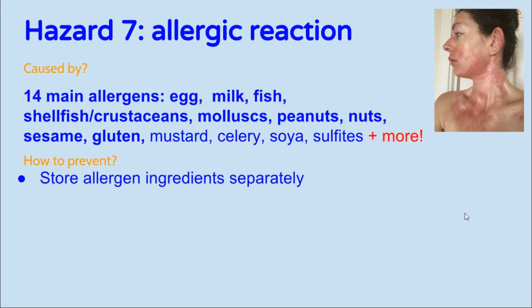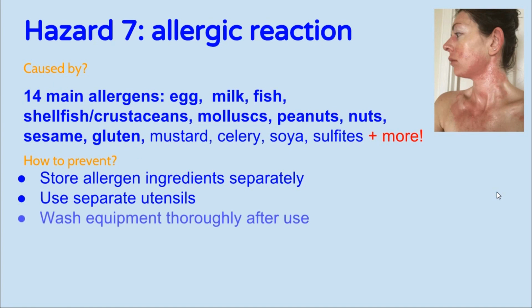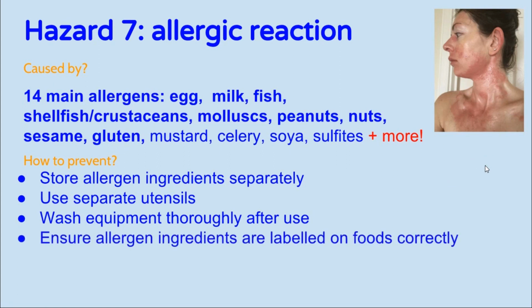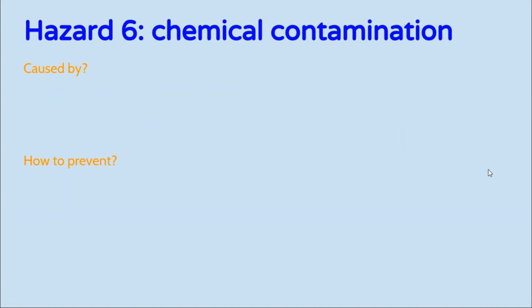Now, prevention: you need to have your allergen ingredients stored separately as a cook or a chef. You would need to use separate utensils for preparing allergen ingredients and other things. Make sure that equipment is washed thoroughly after use so that it is not spreading those allergen ingredients onto other foods used afterwards. Make sure that allergen ingredients are labelled correctly on foods, and that's on menus too if you are professional.